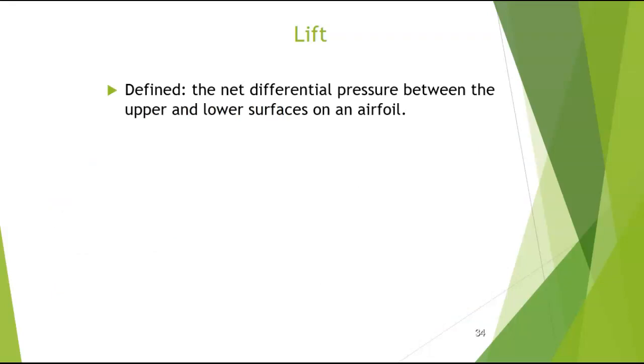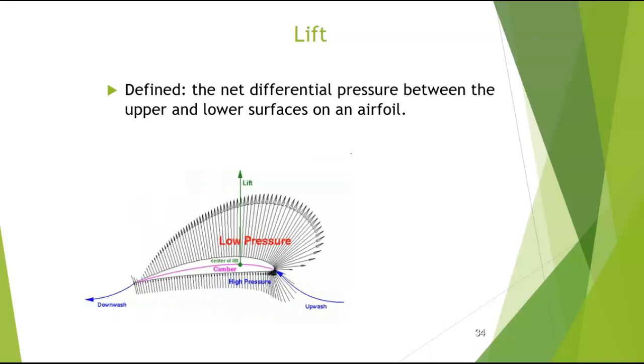So lift is defined as the net differential pressure between the upper and lower surfaces of an airfoil. As you can see in this illustration, the vector arrows represent lift, and the arrows at the top of the airfoil are longer than the arrows underneath the airfoil, signifying low pressure and more lift above the airfoil, because the velocity of the air flowing over the airfoil, because of the shape of the airfoil, is higher than the velocity of the air flowing underneath the airfoil. That is what creates lift.